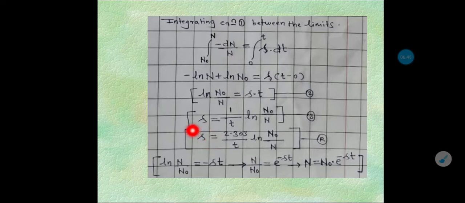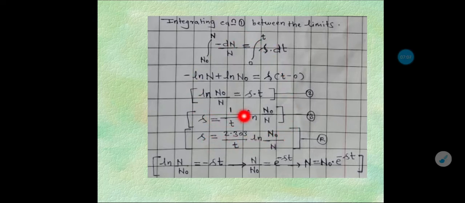If we know the decay constant and the number of atoms present initially and at present, then we can determine t. That means the time at which the number of atoms will have decayed by this decay rate lambda.